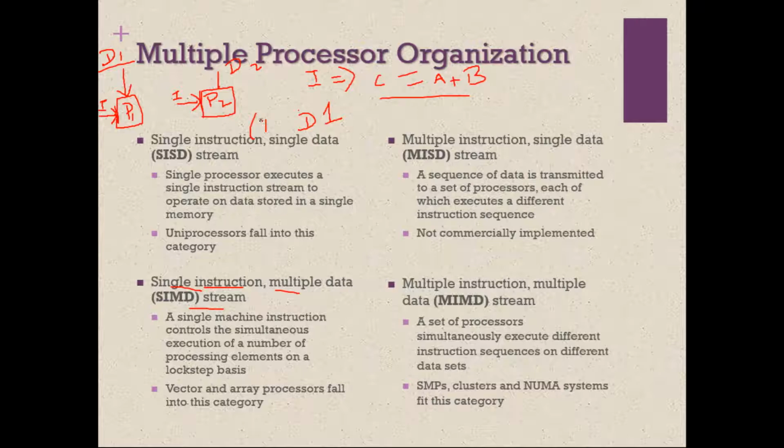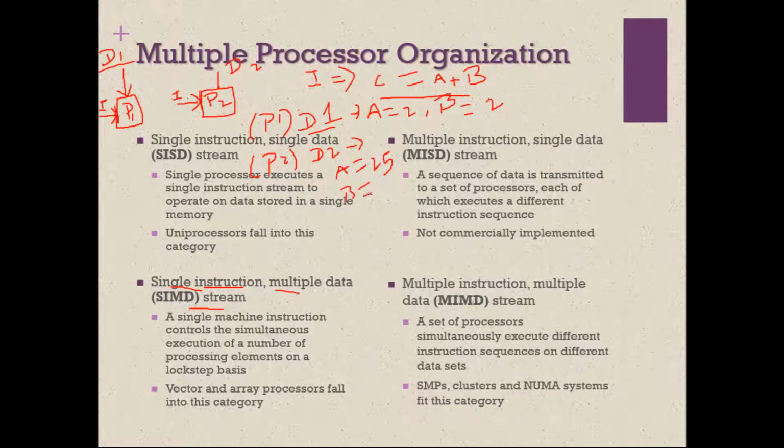This is data 1. What is data 1? Say for example, A is 2 and B is 3. This is with respect to processor P1 because it is D1, data 1. Whereas data 2, which corresponds to P2, will not be the same as P1. In case of D2, say A will be 25 and B will be 65.